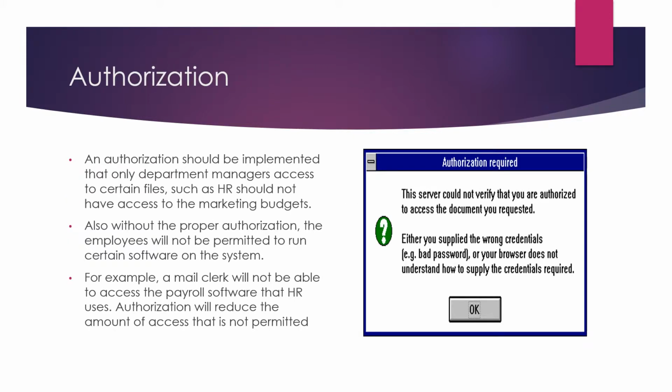Authorization is defined as the function of specifying access rights and privileges to resources, which is related to information security and computer security in general and access control in particular. An example is a mail clerk that will not be able to access the payroll software that HR uses. Authorization will reduce the amount of access that is not permitted.